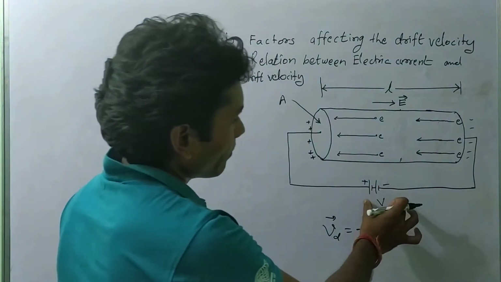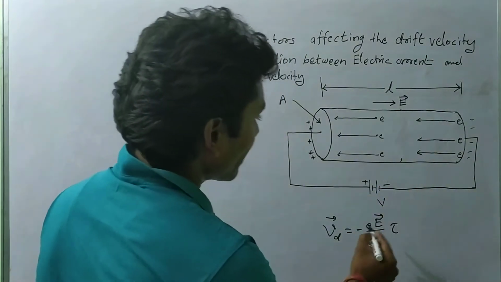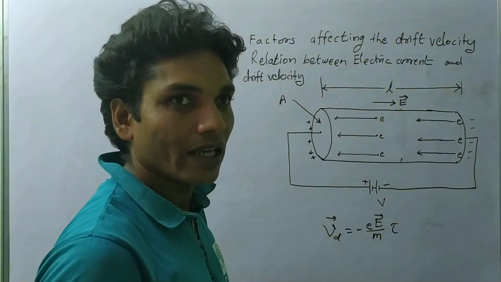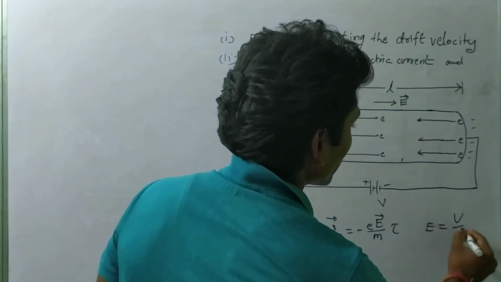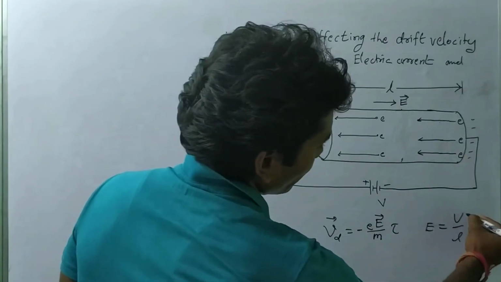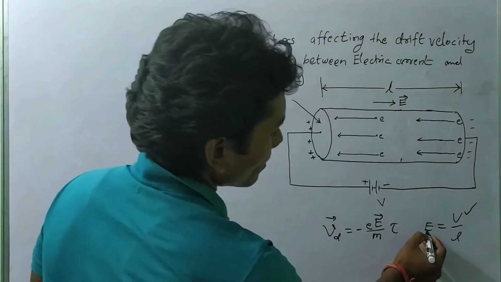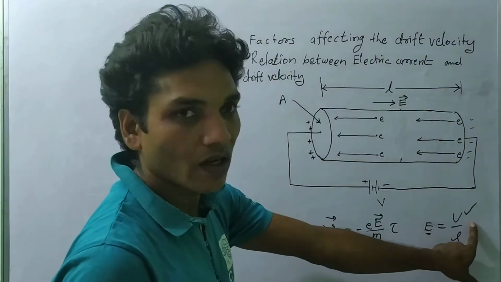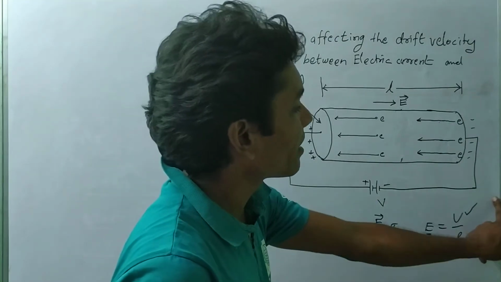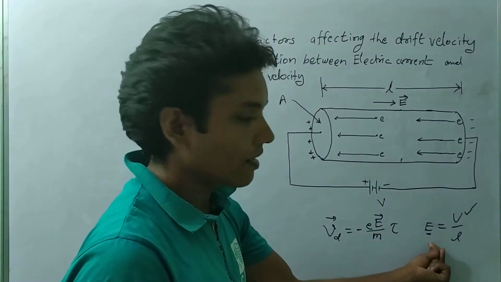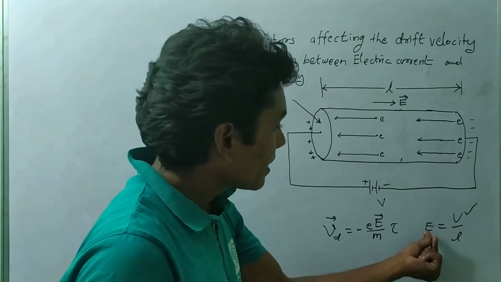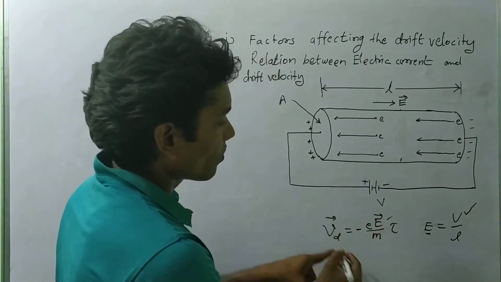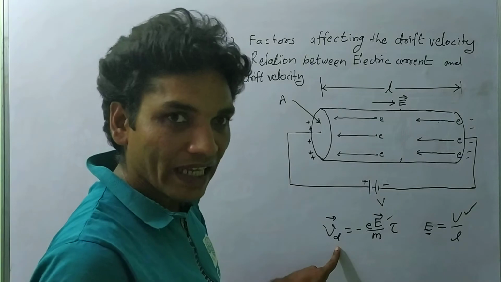You know the applied potential is V. The relation between applied potential and electric field is E equals V upon L. If the applied potential is increased, then E will be increased. Why? Because E is directly proportional to V. So when the applied potential is increased, E will also increase, and because Vd is directly proportional to E, Vd is also increased.